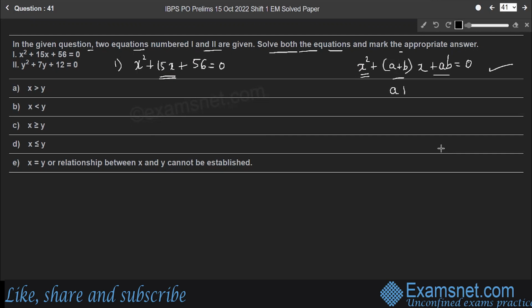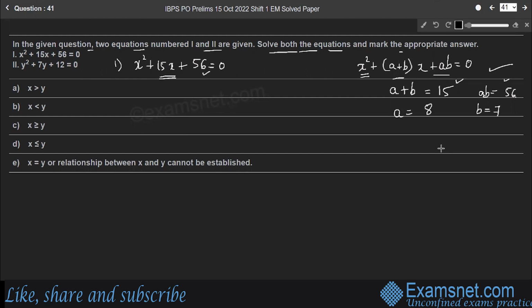So split the middle term in such a way that the product of the coefficients of the middle term should be ab, that is 56, and the sum of the coefficients of the middle term should be 15. Right? Therefore, here a plus b is 15, ab is 56. Therefore, we can consider a as 8, b as 7.